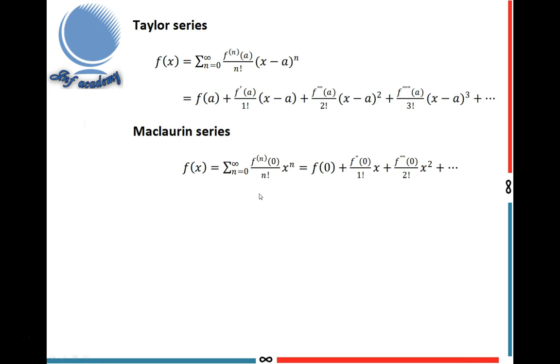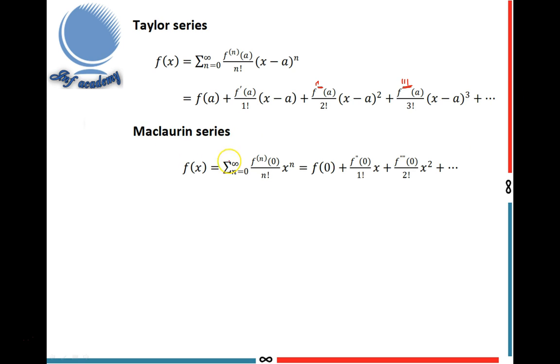Next, I explain some important series. Taylor series is of the form f of x equal to sigma n equal to 0 to infinity of f nth derivative of a by n factorial into x minus a whole power n. Expanding this: f of a, plus f dash of a by 1 factorial x minus a, plus f double dash of a by 2 factorial x minus a whole square, plus f triple dash of a by 3 factorial x minus a whole cube, plus etcetera. This is called the Taylor series.